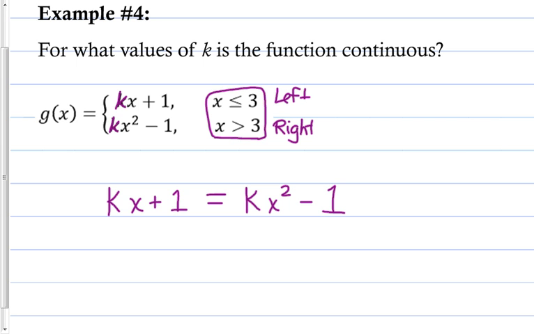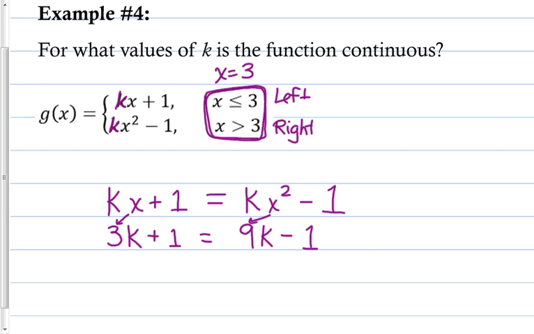Okay, now that I've set them equal to each other, my x value is 3, right? And I determined that from the information in this box here. So now I can go ahead and plug the 3 into this equation that I've written out. So I have 3k, because instead of the x, I'm plugging in the 3, plus 1 equals 3 squared, so that's 9k minus 1. And then you solve like regular old algebra.